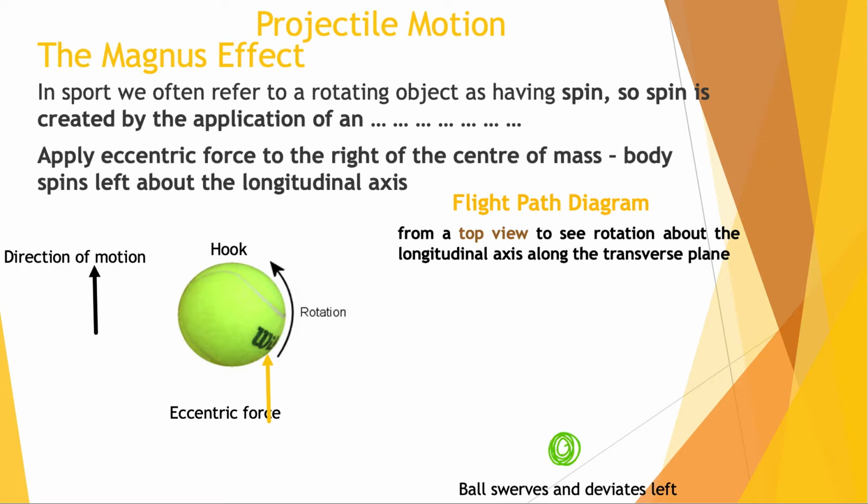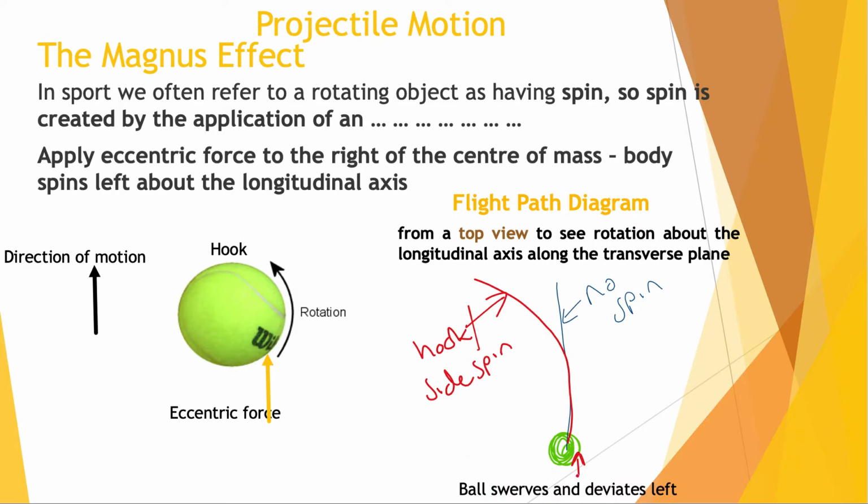So I've got my ball. It could be a table tennis ball, a tennis ball, a football, or a golf ball. This would be its normal flight path with no spin. A hook shot, or one where the eccentric force is applied to the right hand side of the ball, is going to cause the ball to deviate to the left. Okay, so this is a hook or side spin. But obviously, where a side spin, where the application of the force is to the right hand side of the ball, it causes the ball to swerve, and in the case of a hook, it causes it to deviate left.